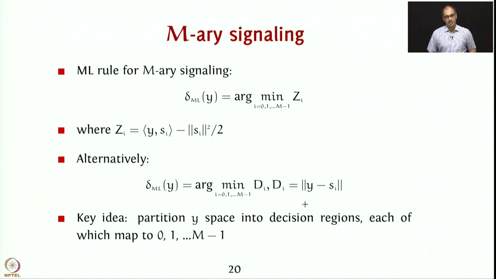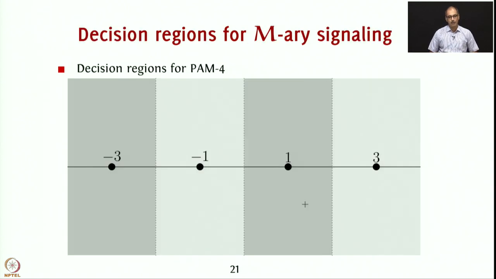That's basically it. So the key idea is that you have the space of all received signals Y, you can just partition them into various parts that map to one of these S_i's. And using that, you can also easily look at the geometry and predict the symbol error rates. For example, for PAM4, this is one dimensional signaling, so Y is one dimension, and S0, S1, S2, S3 are all just scaled versions of the same thing: minus 3, minus 1, 1, 3. Optimal decision regions: to the left of minus 2, to the right of minus 2. Left of minus 2 is minus 3, right of minus 2 is minus 1.